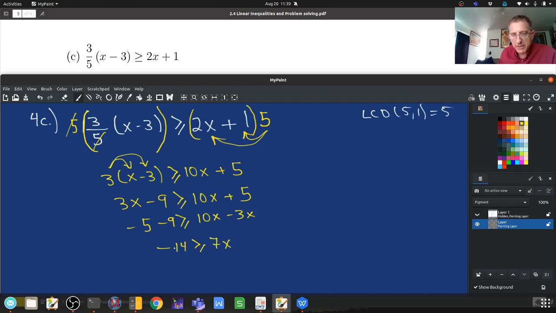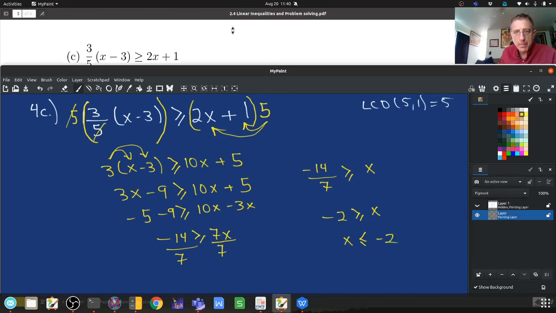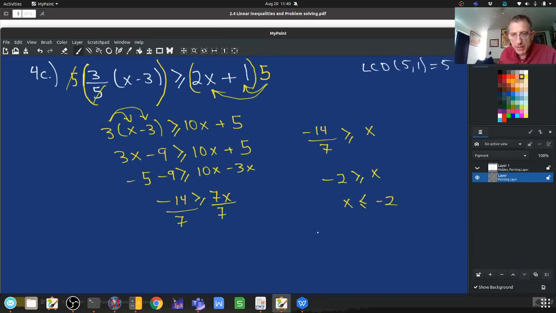It doesn't make any difference that the constant term is negative because I'm dividing through both sides by the positive number 7. So that gives me minus 14 divided by 7 is greater than or equal to x. But minus 14 divided by 7 is minus 2. So minus 2 is greater than or equal to x. That's the same thing as saying x is less than or equal to minus 2. And in interval notation, I start at minus infinity until I arrive at minus 2, and minus 2 is included.